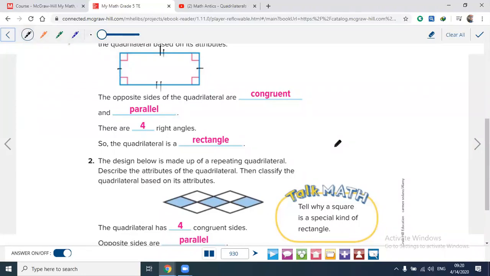Okay, now is it clear? There are four right angles, as you see. So the quadrilateral is a rectangle. Okay, number 2.